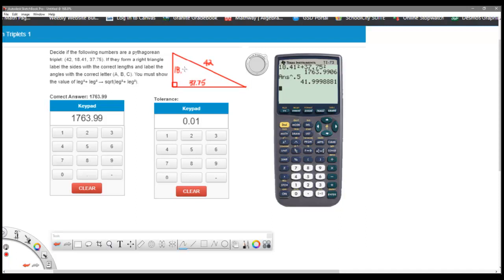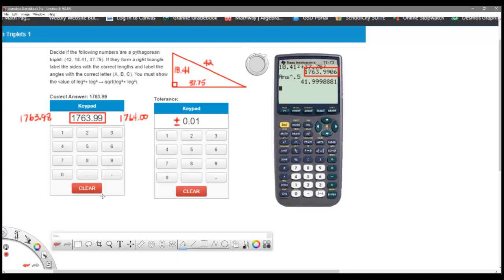This is one of the problems from doing the triplets, where you have to test the numbers to see if they fit the Pythagorean theorem. You can see my longest side is a 42, which is the hypotenuse, and then I have my other two legs. Some of you probably remember this problem. If you square the two legs and add them together, you get 1,763.9906, and you enter those decimals in, and maybe some of you keep getting it wrong.